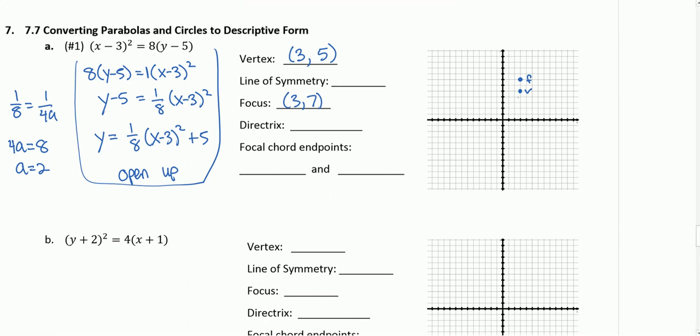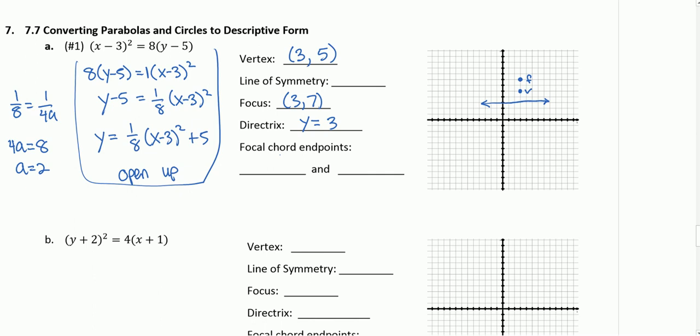The directrix is on the opposite side of the vertex. In this case, it's a horizontal line. Again, 2 units from the vertex, the same distance as the vertex to the focus. And so this is going to be the equation y is equal to 3.